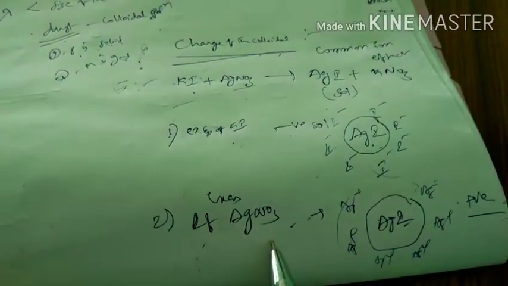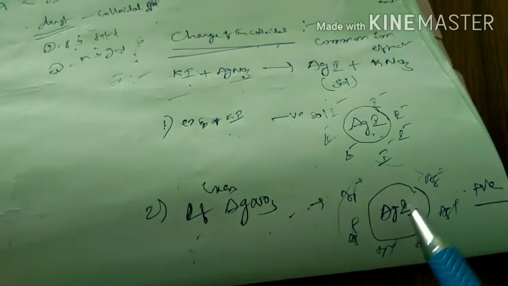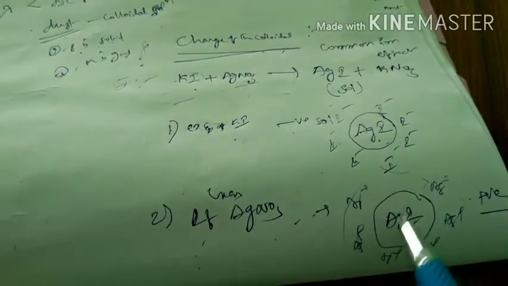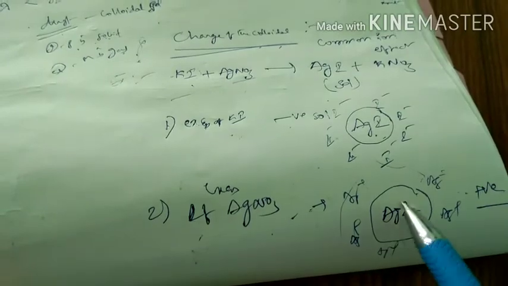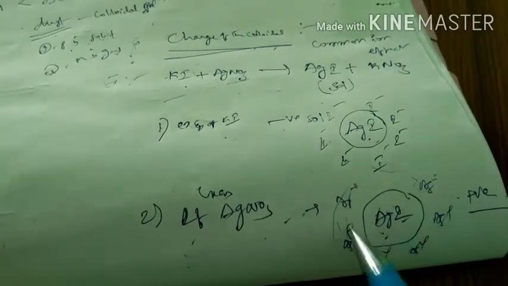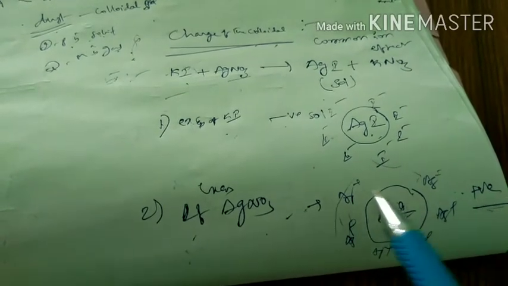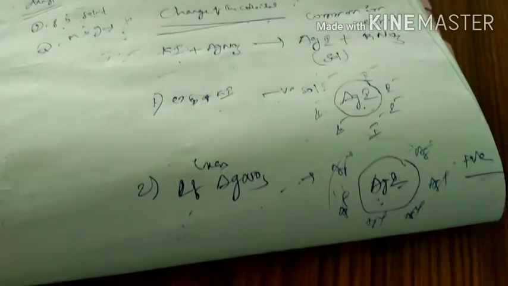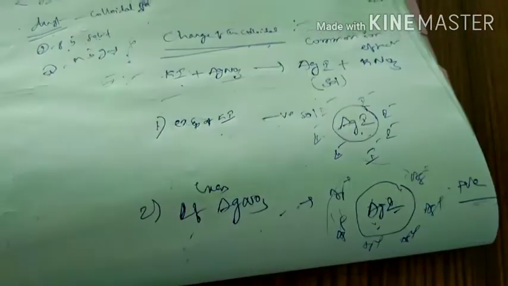Suppose excess of AgNO3 is added in the same reaction, then what happens? Those Ag plus ions surround AgI, because Ag plus is the common ion in this case. If Ag plus ions surround that particle, then it is called a positive sol, because Ag has a positive charge. So this is about the charge of the colloidal particles.